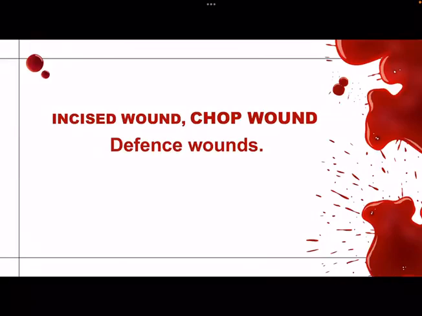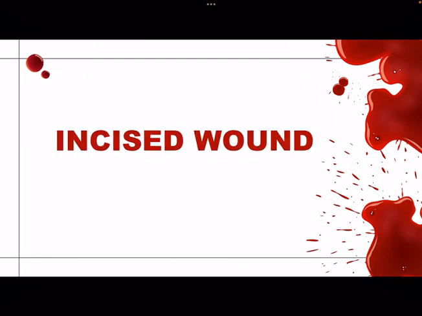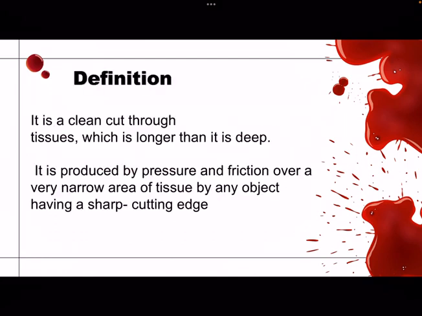In this video, I'll be talking about incised wound, chop wound, and defense wounds. What are incised wounds? An incised wound is an injury that is caused by sharp cutting edge weapons. What are sharp cutting edge weapons? It might be a knife, razor, scalpel. It is a clean cut through the tissue. It is mainly produced by pressure and friction over a very narrow area.